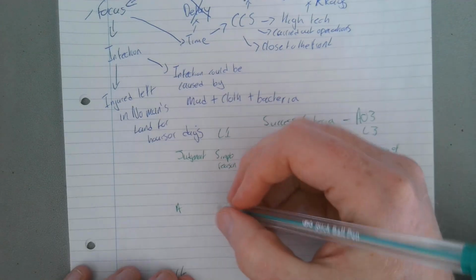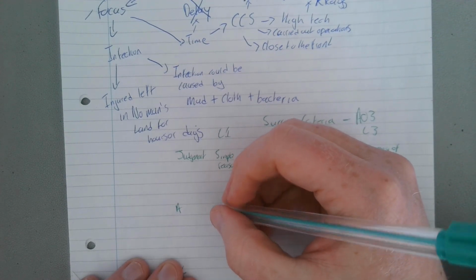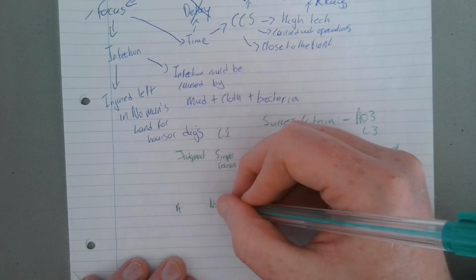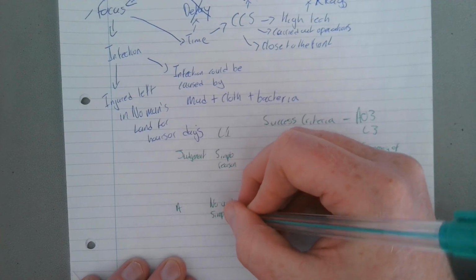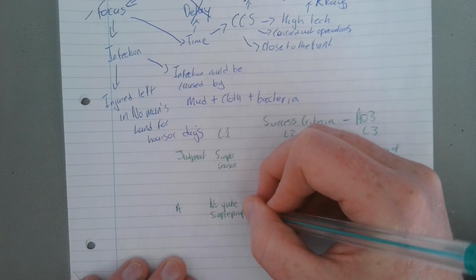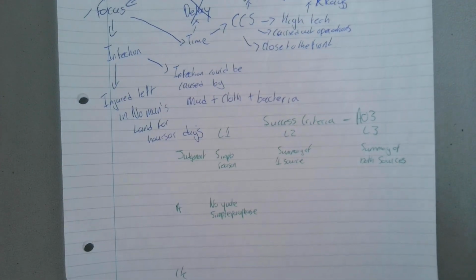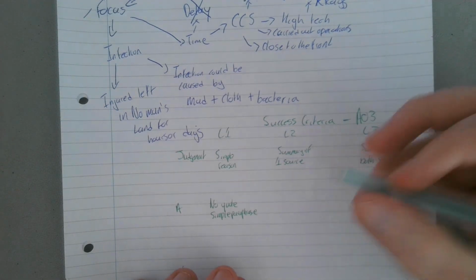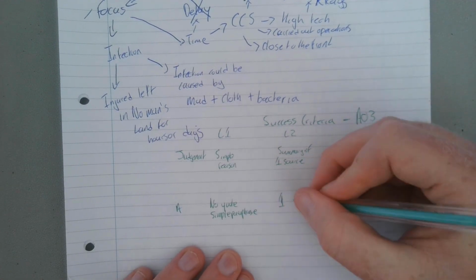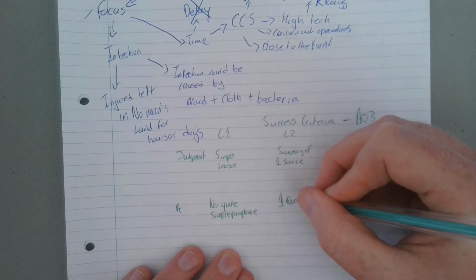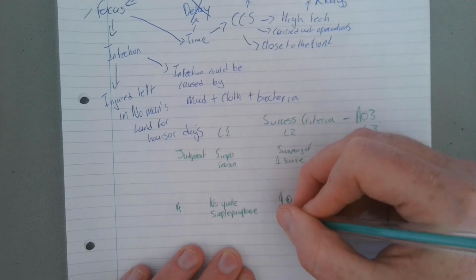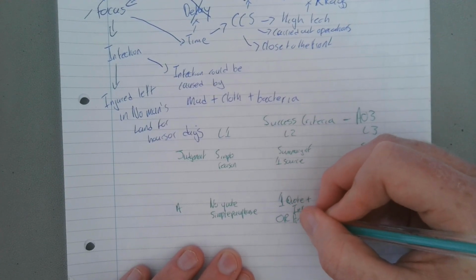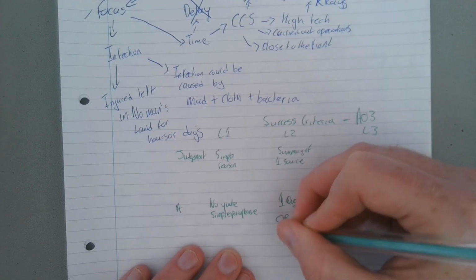Let's go on to analysis. For level 1, there's either no quotes and a simple paraphrase. Just any random waffle about the sources. It says X, Y, and Z. You might get a level 1 in terms of your analysis. Level 2 means you've got one quote plus an inference. Or what you might have done is you might have analysed the provenance.